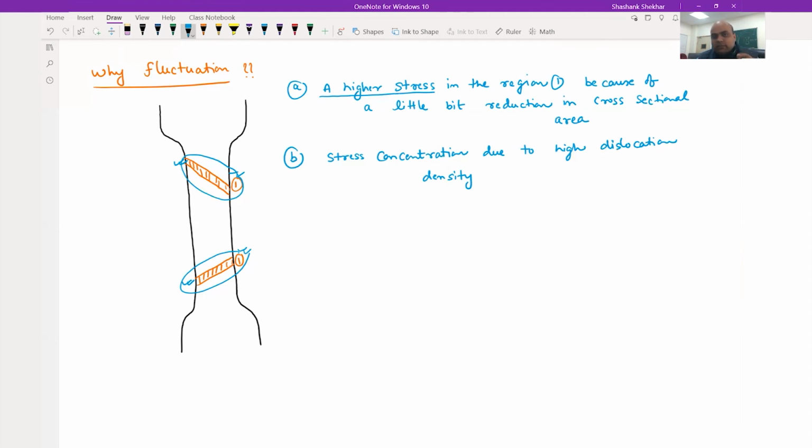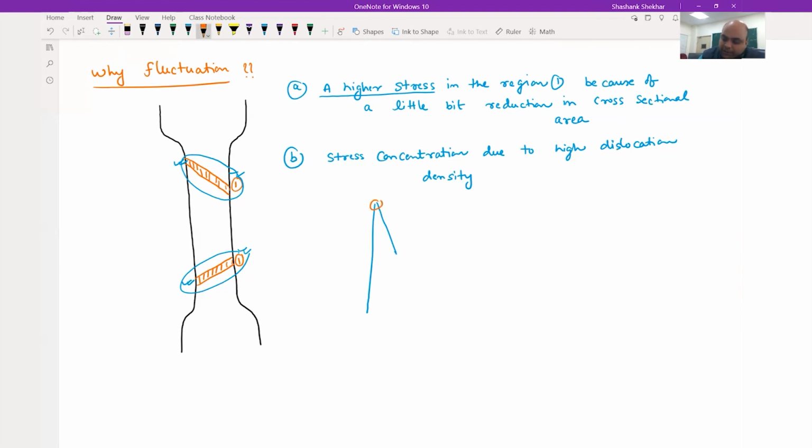or which can lead to the movement of dislocations near these regions. The dislocations can free themselves from the Cottrell atmosphere because of the stress concentration. Okay, see, ideally if you want to free that, you have to go to very, very high stress, isn't it? Like upper yield point. But since locally you already have a stress concentration, you don't need to go to that very high value.